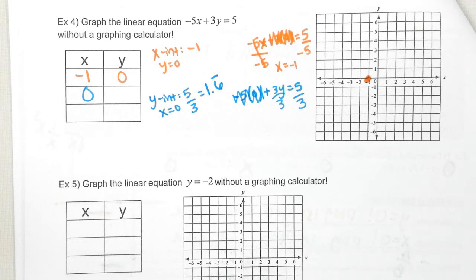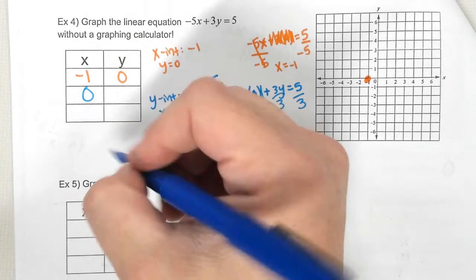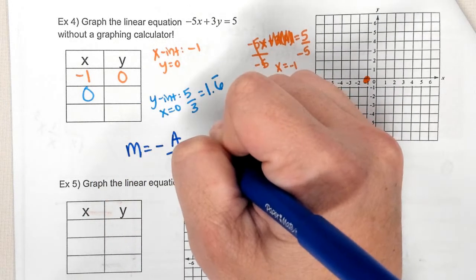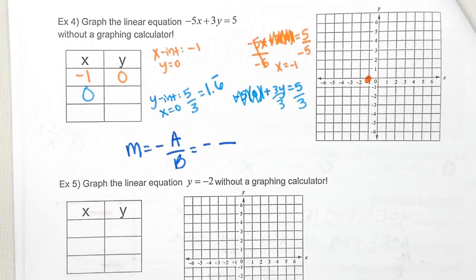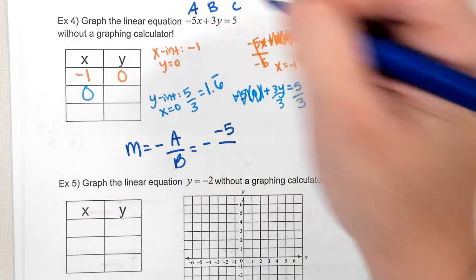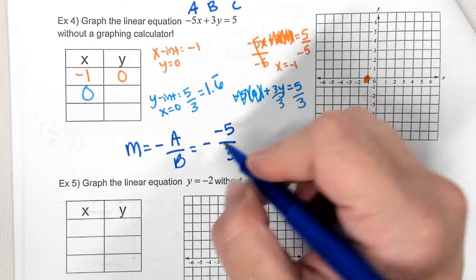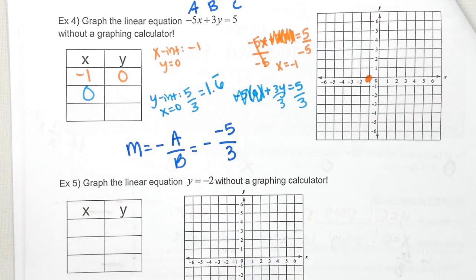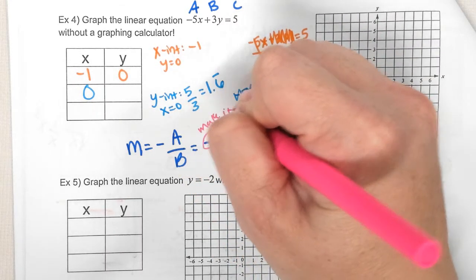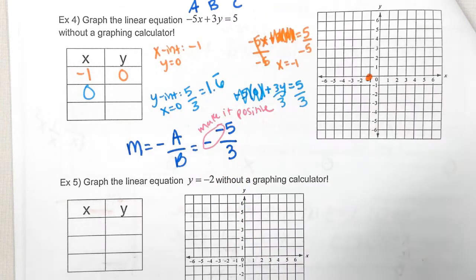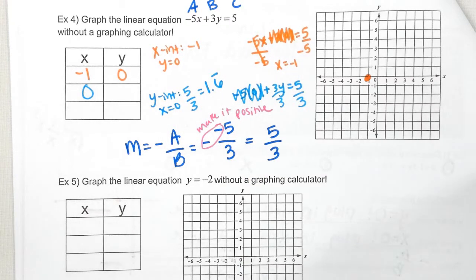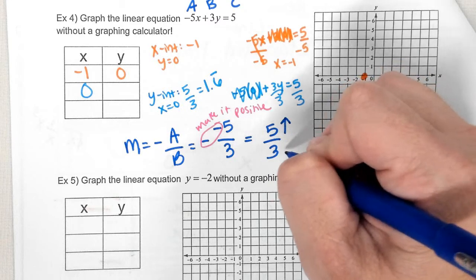So what do we find next? The slope. So I put my negative and I put my fraction line. What is my A value? Negative 5. And what's my B value? Now 2 negatives make a positive. So these 2 negatives make it positive. So it becomes positive 5/3. Well, positive 5 goes up, positive 3 goes right.